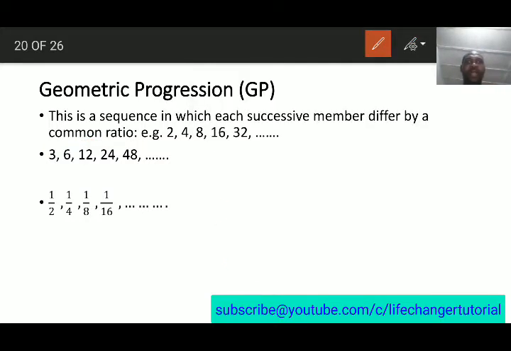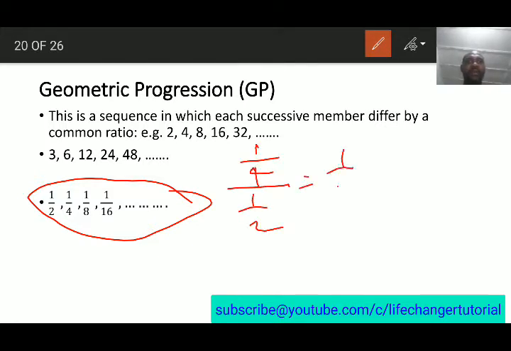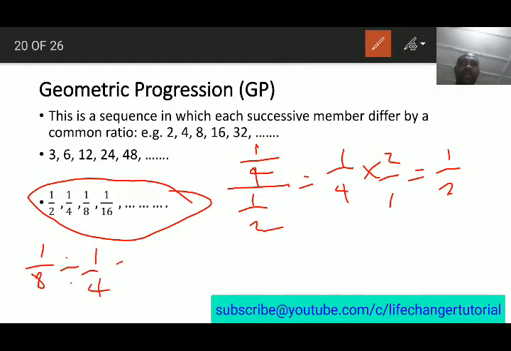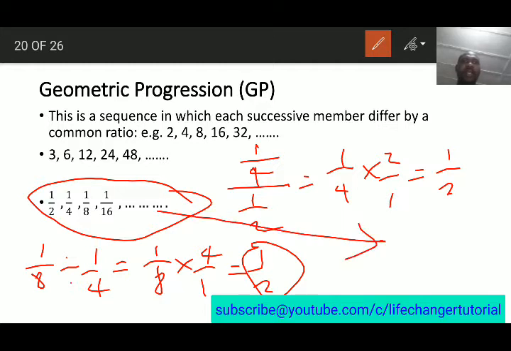Okay, we have the third one here: 1/2, 1/4, 1/8, 1/16. If you do 1/4 divided by 1/2, it means 1/4 times 2/1, and that gives us 1/2. In the same way, 1/8 divided by 1/4 gives us 1/8 times 4/1, which is also a half, and so on. So this is a geometric progression with common ratio equal to a half. So a geometric progression is characterized by a common ratio.